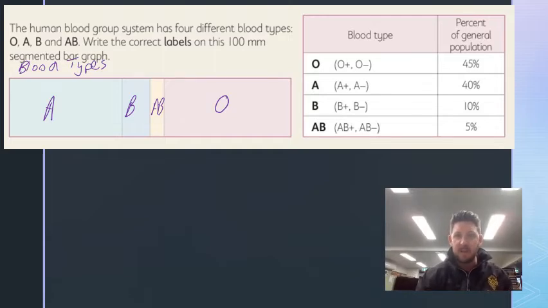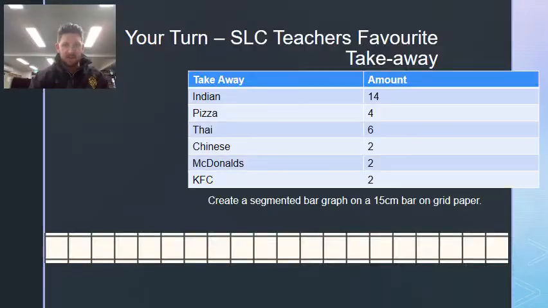All right, let's have a crack at drawing bar graphs now. Here is one that I've made up for you. Having a look at this one, straight away I'm going to look at the amount of teachers and their favourite takeaways. At the moment, I have 14 teachers that like Indian, 4 that like pizza, 6 that like Thai, and 2 each for Chinese, McDonald's, and KFC.